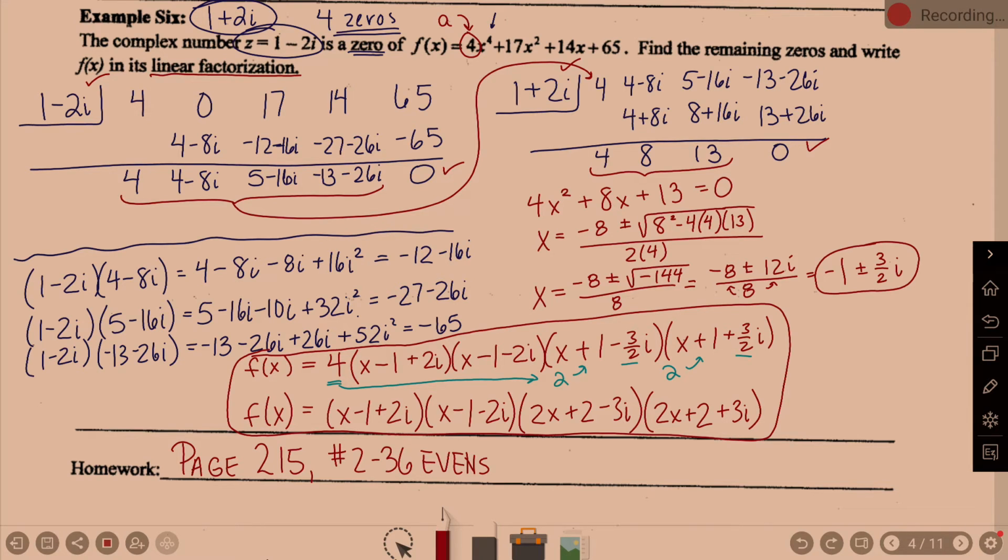Questions I can answer. Okay. And this is why hopefully you got the homework at least started last night, because there's some big problems in here. I don't want you guys leaving everything to the last minute tonight. And hopefully, if there are some questions, I can answer some of those today as well, if there are things you're stuck on. So use the time to work on some homework. Page 215, 2 through 36 evens. Again, if there are questions I can answer, things I can help with, please let me do that, okay?